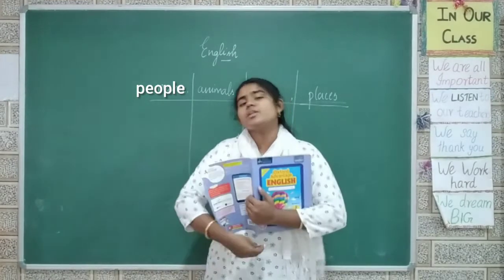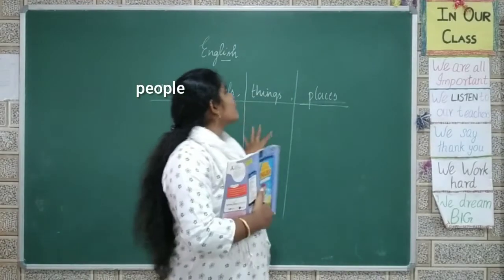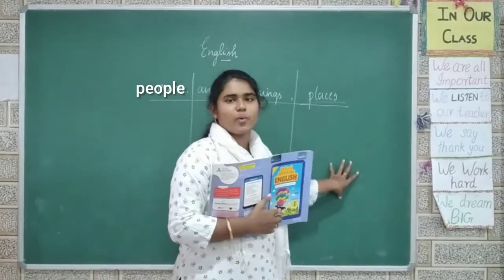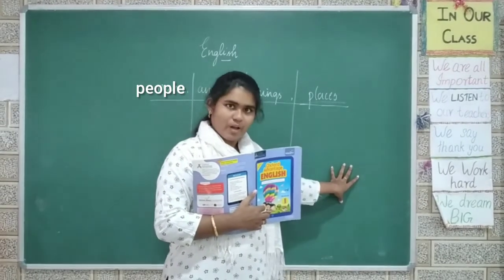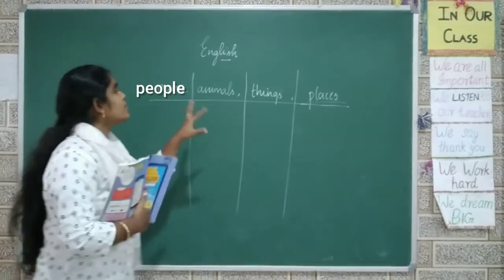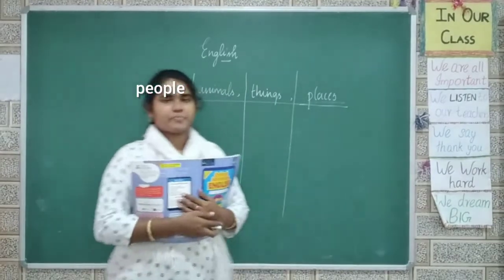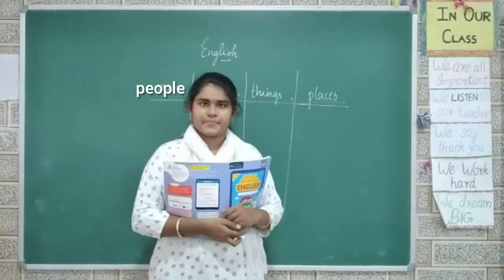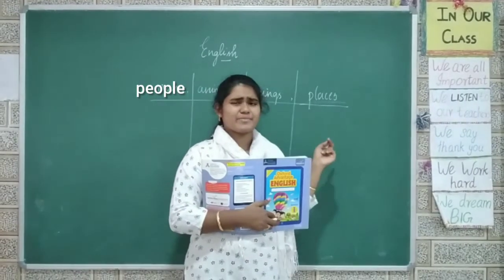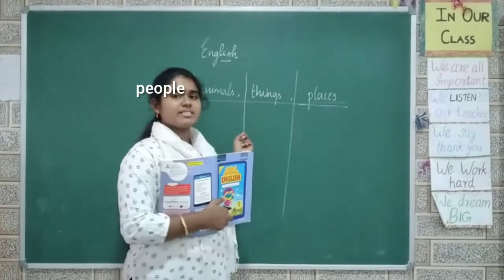In total, how many words are there? Four for names, four for animals, four for things, and four for places. So 4 + 4 + 4 + 4, how many? 16. Now we are going to differentiate them into columns. First word, boy. Is boy a place? Things? Animals?